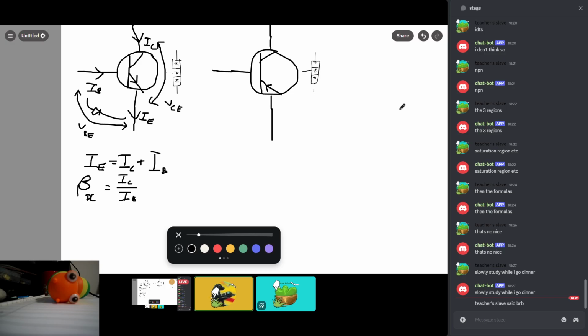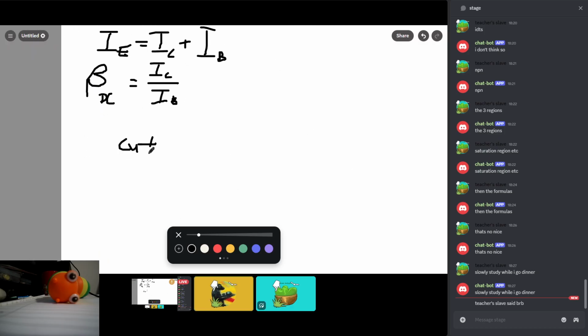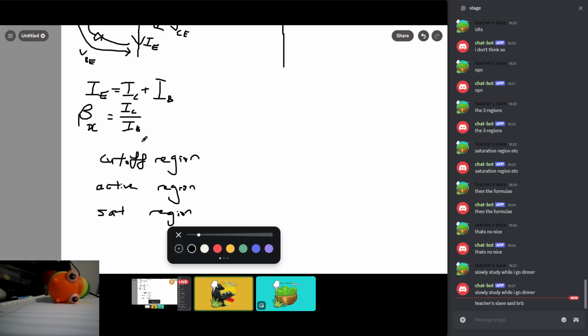Okay, now let's talk about regions. There are three regions of a transistor you need to know. The cutoff region, the active region, and the saturation region, which I'm just going to call the sat region. Okay, and I'll talk about all of these.